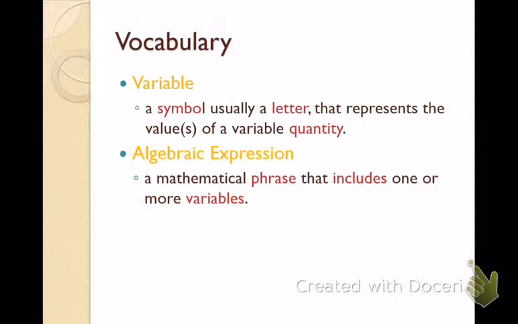An algebraic expression is a mathematical phrase that includes one or more variables. Now, I want to say a couple things about mathematical expressions. An example would be something like x plus 12. Okay, that has one variable in it. You can have more than one variable, and we'll take a look at those types of expressions later. But these are things that you do not have to solve.